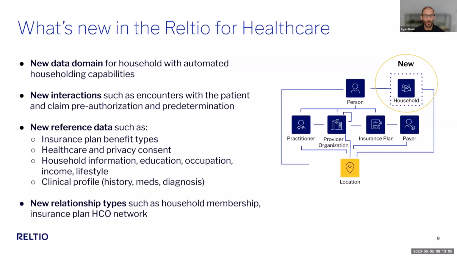Then on the clinical profile side, we now have detailed history available, medication, diagnosis. So all of these detailed, enhanced attributes on the healthcare pack allow us to deliver those outcomes that are referred to on the previous slide. And then we also have new relationship types like household membership, insurance plan, HCO network, and so on. So that's all I had to share on the velocity pack front.